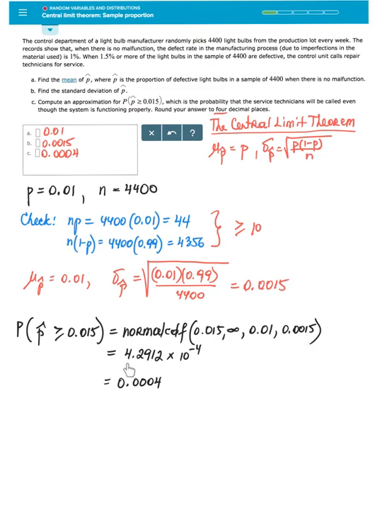That results in 4.2912 times 10 to the negative fourth power, which is the scientific notation of a very small number. We need to move the decimal point 4 times to the left in this number. Moving the decimal point and of course taking into consideration the directions on rounding, I end up with 0.0004 or 4 10,000ths. Therefore, the probability that there will be more than 1.5% of light bulbs in the sample of 4,400 of them defective is very small, which is great for the manufacturer.